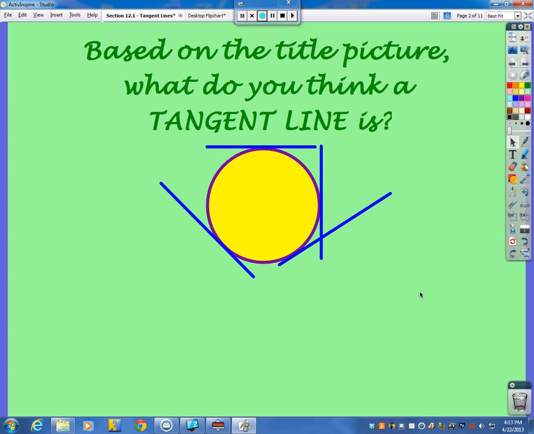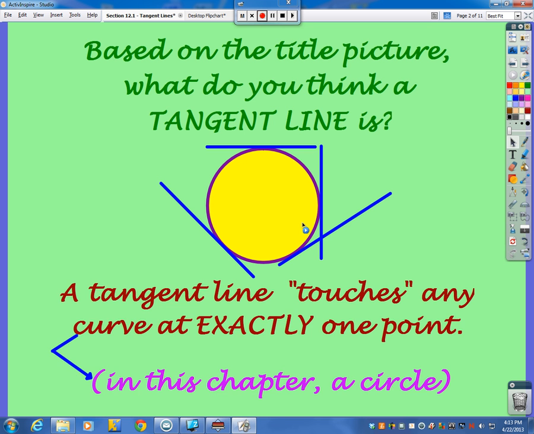So based on that picture, and this picture here as well, what do you think a tangent line truly is? And if you think it might be this, that a tangent line touches any curve at exactly one point. And by curve specifically in this chapter, we mean a circle.